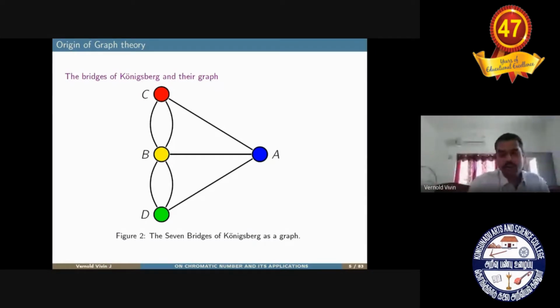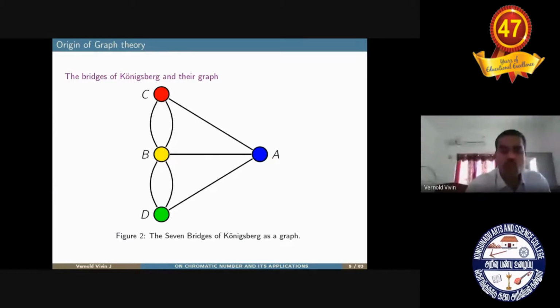Here you can see a graph having points A, B, C, D, and A is connected to B, A is connected to C, and A is connected to D. Whereas the vertex C is connected to B with two edges, and the vertex B is connected to D with two bridges. Which means that this graph is not a simple graph. By the definition of a graph, we are going to deal with only simple graphs.